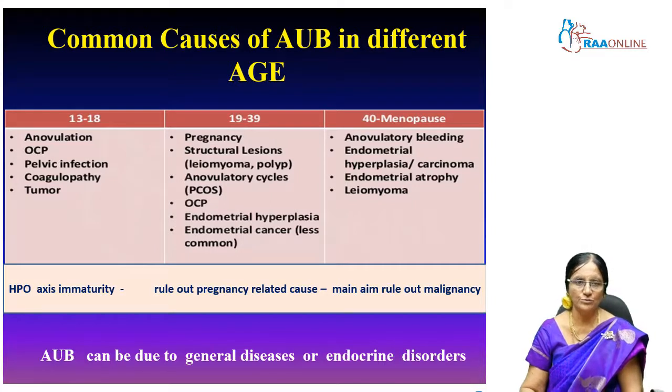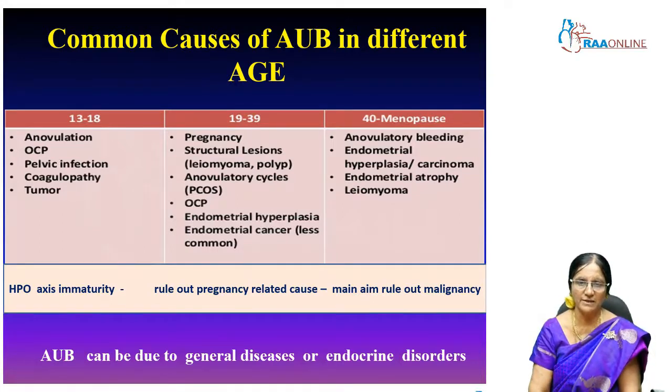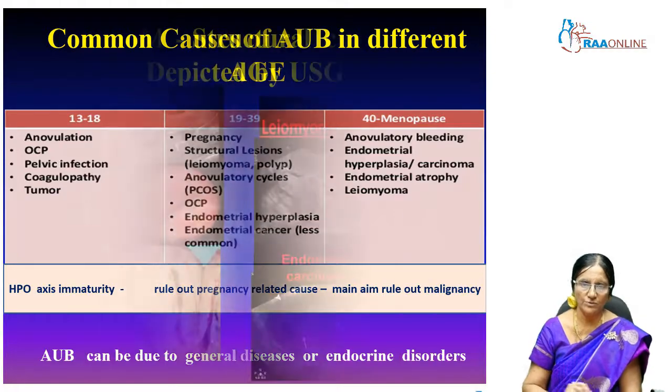In the adolescent age group, it is like HPO axis immaturity, which can cause anovulation, pelvic infection, coagulopathy, sometimes tumor also. During the reproductive age group, we have to rule out pregnancy related causes and other causes like structural lesions, anovulatory cycles, endometrial hyperplasia and endometrial cancer. In peri and post menopause, again it is anovulatory bleeding, but our main aim should be to rule out malignancy. Sometimes it can be due to general disease like cirrhosis or thyroid dysfunction. We have to rule out that also.